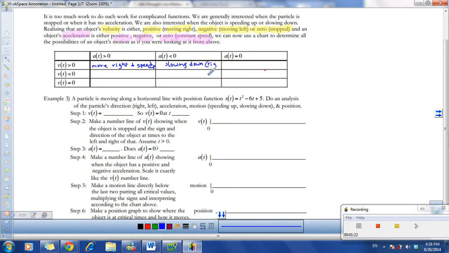Okay, I'm going to put right here. When my acceleration is zero, but my velocity is positive, that means I'm moving to the right at a constant speed. So move right at a constant speed. When my velocity is negative and my acceleration is positive, that means I'm moving left and slowing down. So I'm slowing down in the left direction.